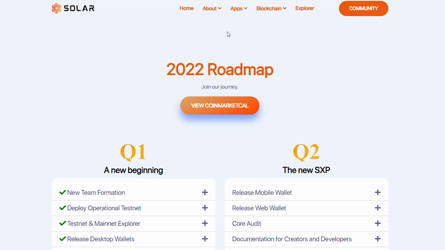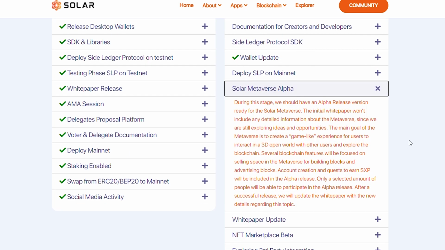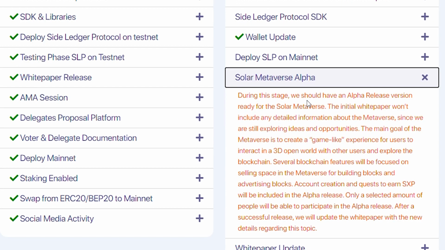Now, in terms of what they have accomplished in 2022 so far, guys, here we are in Q1. So we had the team formation, the deployment of the operational testnet, as well as a lot of other things here as well. And what I'm really interested in seeing is what's going on in Q2, okay? So we've had a wallet update here. We've got a Solar Metaverse Alpha, which I'm really excited about, guys. During this stage, we should have an alpha release version ready for the Solar Metaverse.